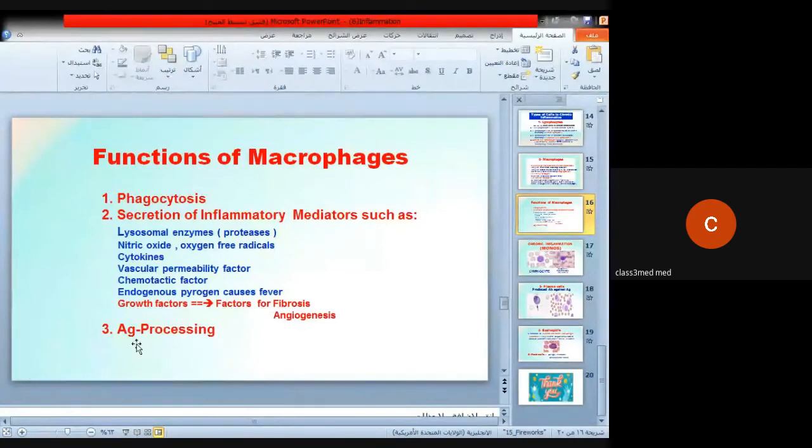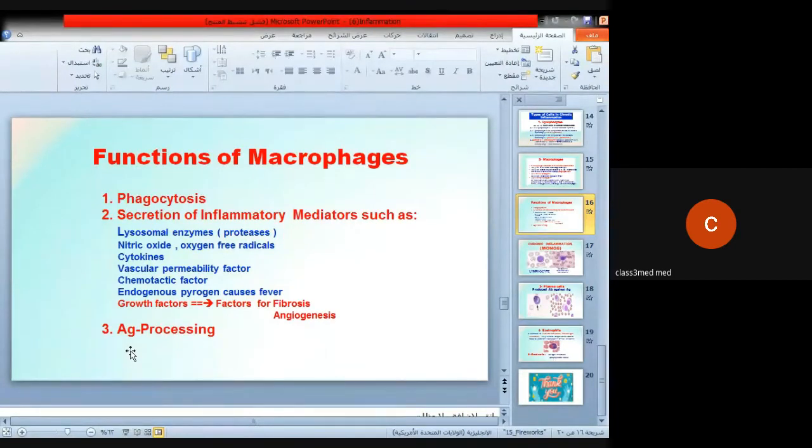And the third function, antigen processing. What does it mean? Preparing the antigen for the immune system for immune stimulation. It means it processes and prepares the antigen for the immune system so that an immune response occurs against this antigen.